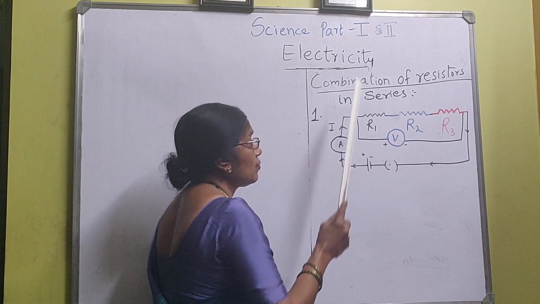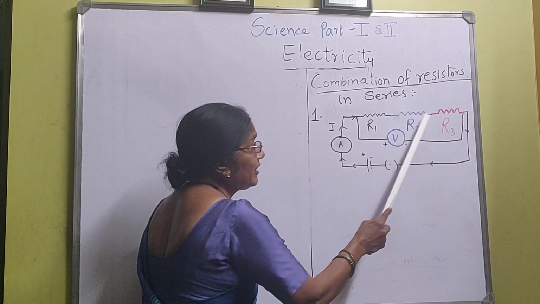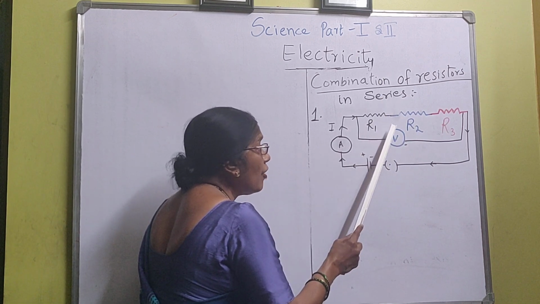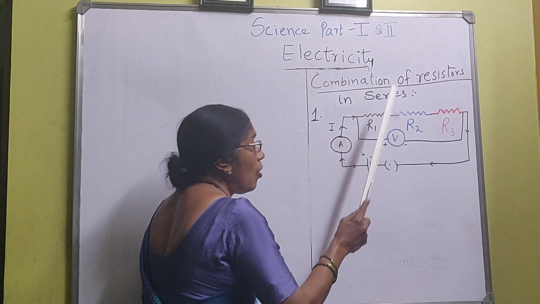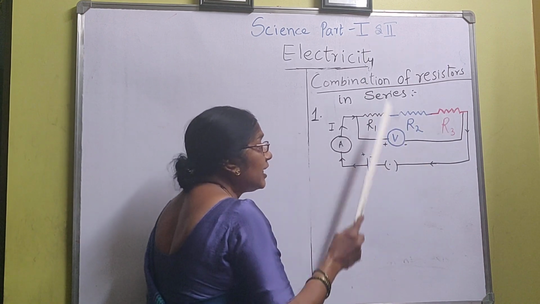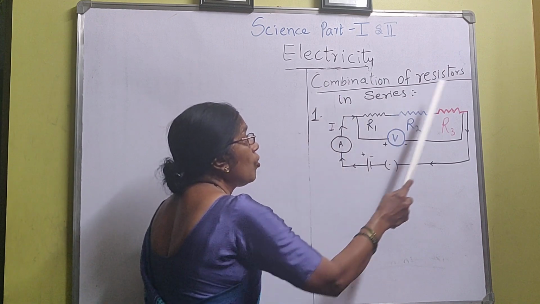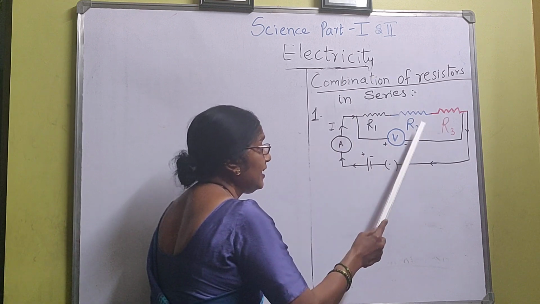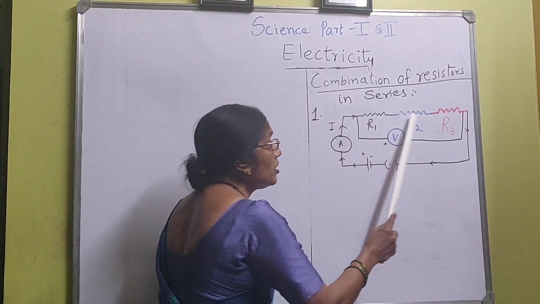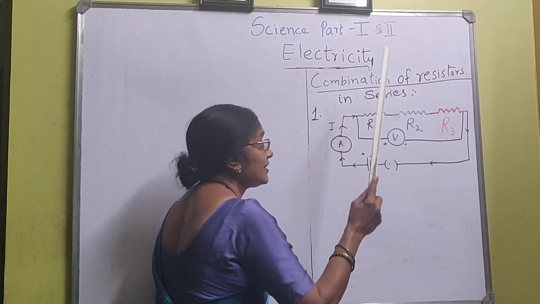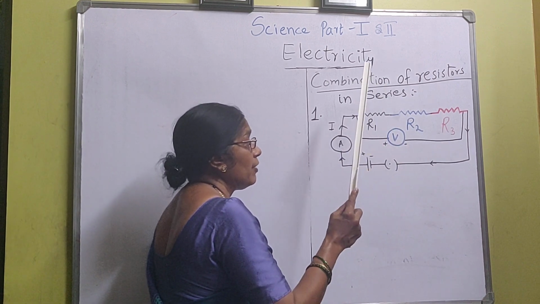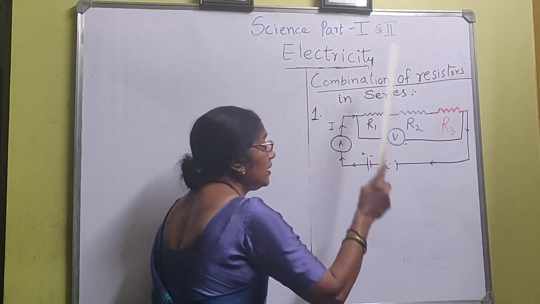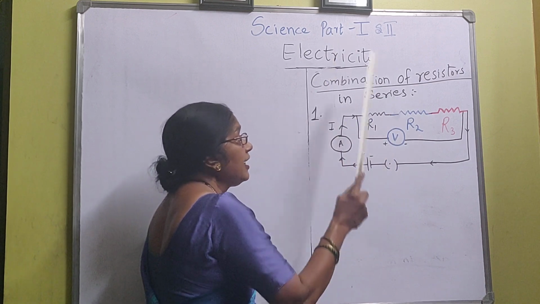But the potential difference, what happens? There is one single common point between each resistor. So the potential difference will be the sum of the potential differences of all these resistors. That will become the potential difference for the combination of resistors in series. So always remember, whenever there is a combination of resistors in series, the current will flow constantly, the same throughout all the 3 resistors. But the potential difference, when you have to calculate it, will be the sum of the potential differences of each resistor. That will give you the potential difference in series.